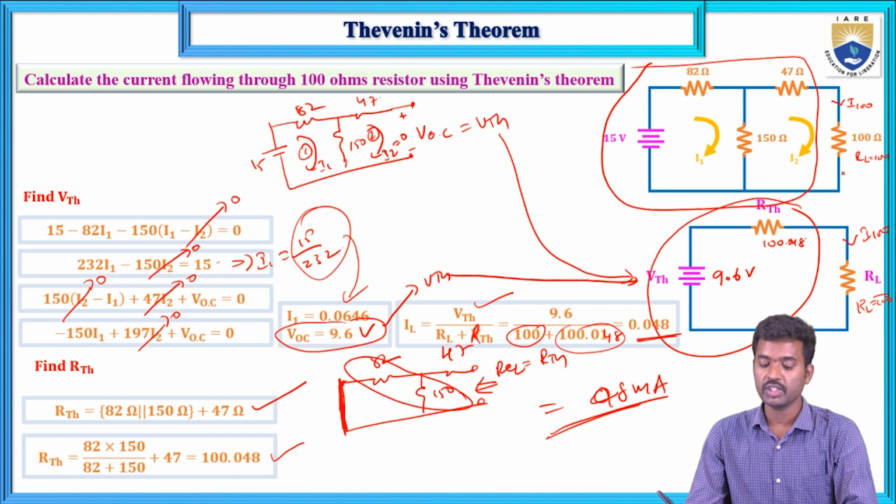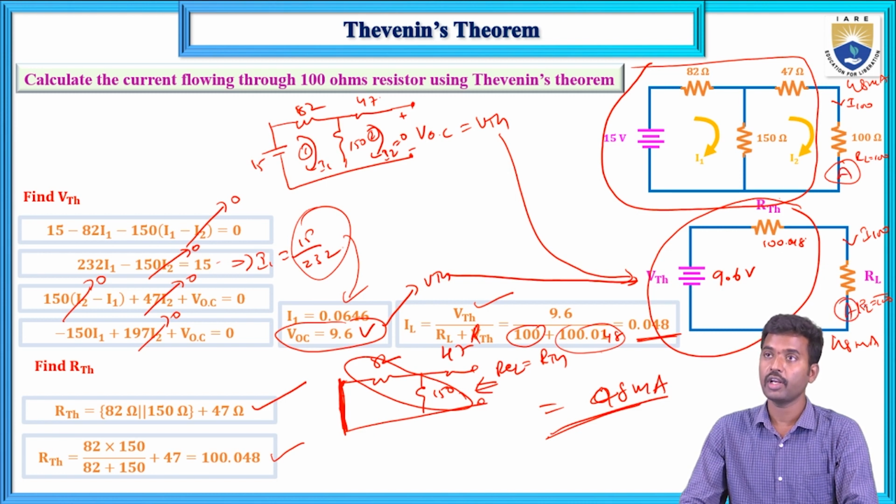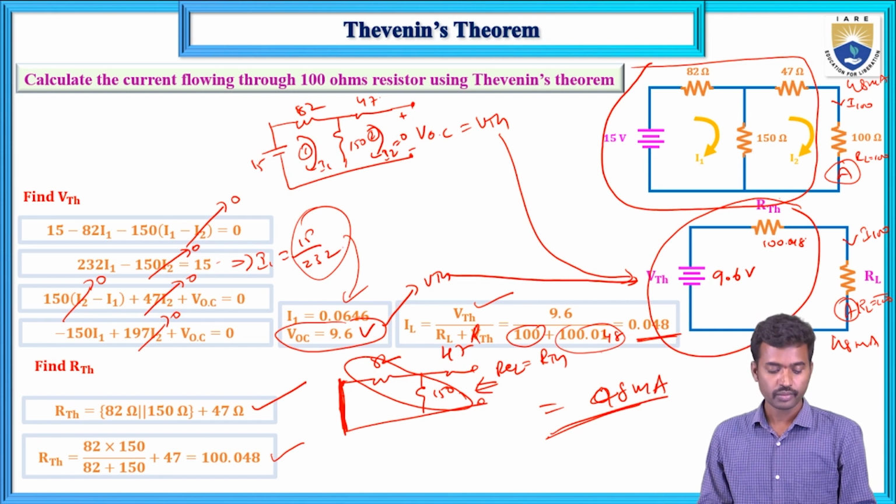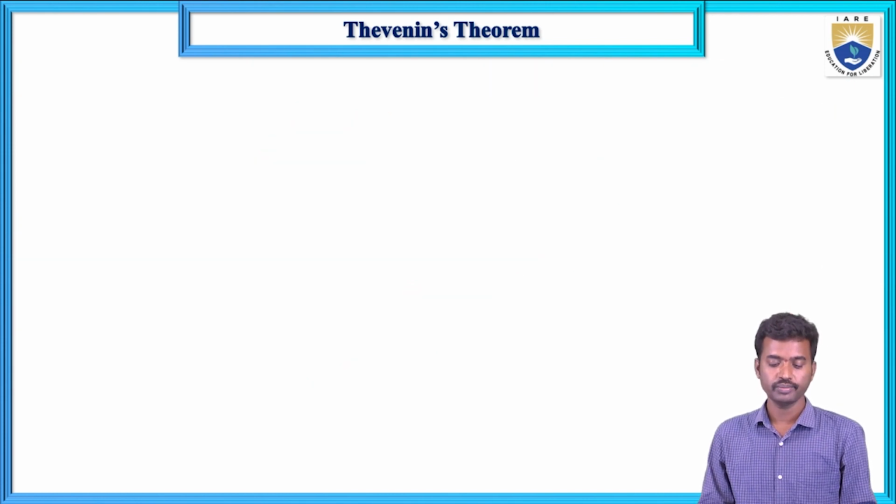By using Thevenin's theorem, the current flowing through the 100 ohm resistor is 48 milliamps, and here also you will get 48 milliamps. If you connect one ammeter here, you will get the same value, 48 milliamps, in the ammeter reading. The ammeter shows 48 milliamps and here also 48. You can verify. This is our laboratory circuit.